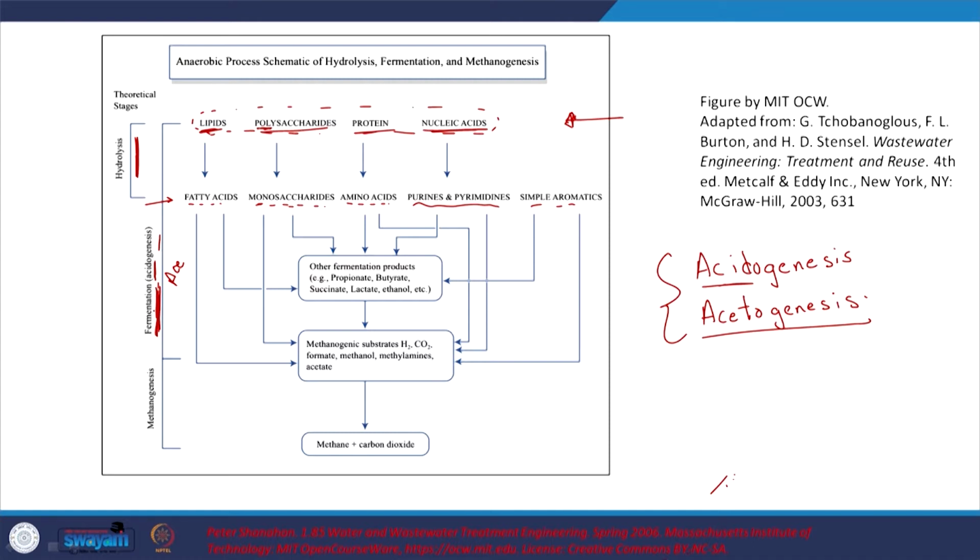Note that here there is no oxygen involved. In a redox process, you are going to have transfer of electrons. In the aerobic activated sludge process, oxygen was the electron acceptor.